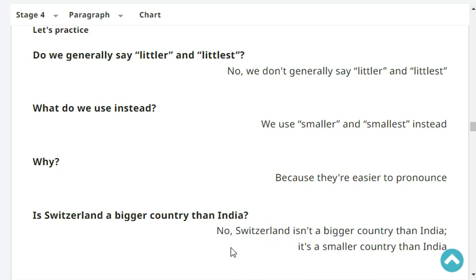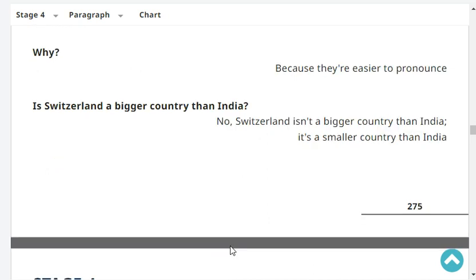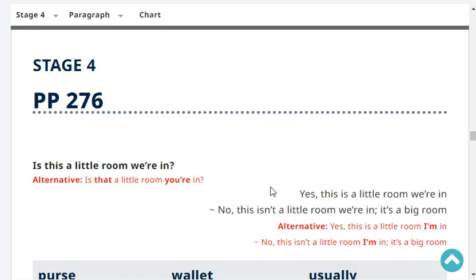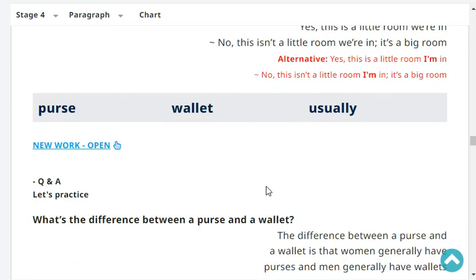Is Switzerland a bigger country than India? No, Switzerland isn't a bigger country than India. It's a smaller country than India. Is that a little room you're in? Yes or no? Yes, this is a little room I'm in. Very good.